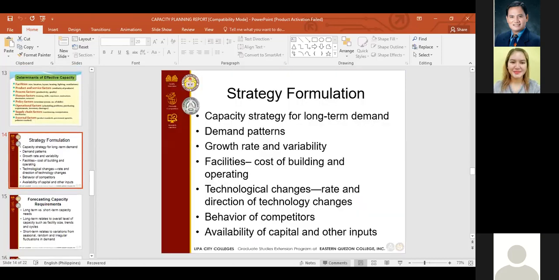Strategy formulation: capacity strategy for long-term demand. The demand pattern, the growth rate, and variability. Facilities, which is the cost of building and operating. Technological changes, which is the rate and direction of technology changes. Behavior of competitors, and the availability of capital and other inputs.